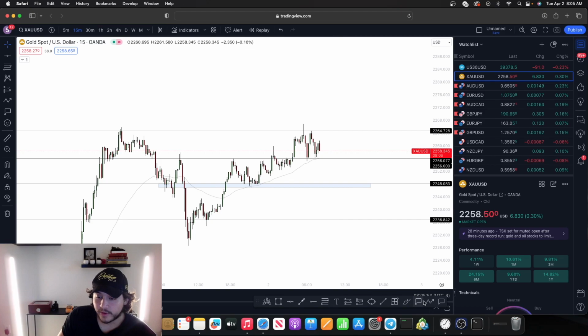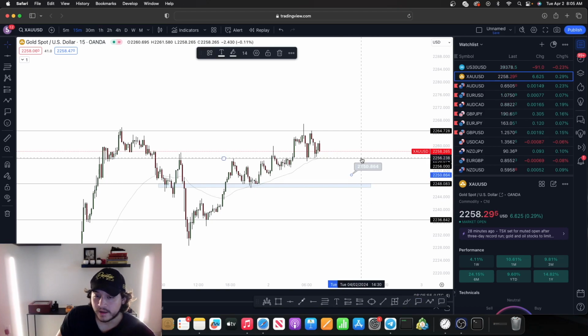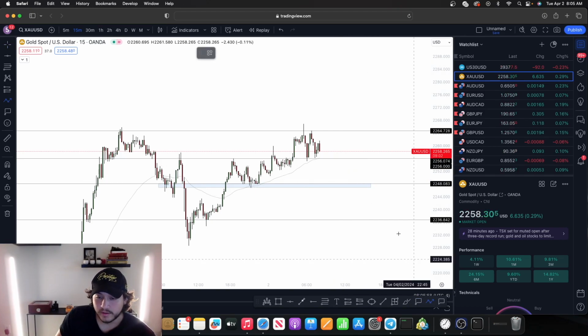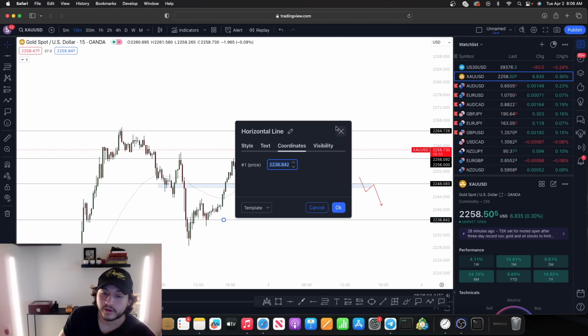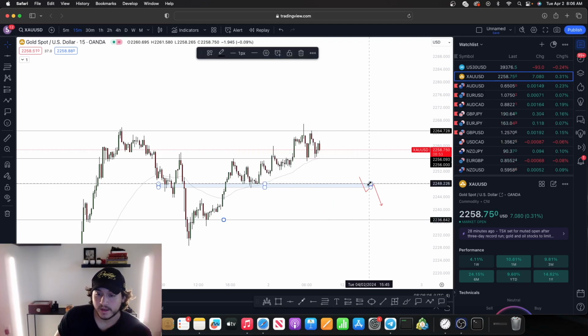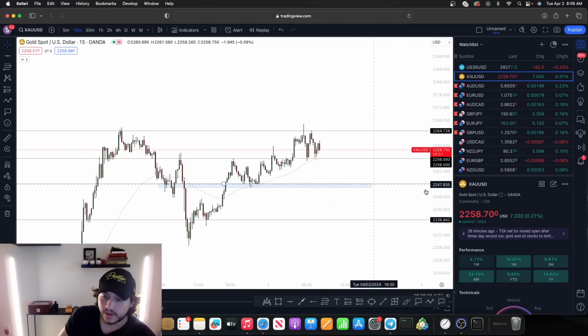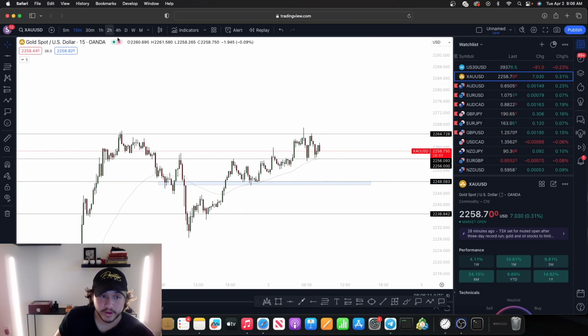Now if it continues breaking under the 2248, then you guys simply go along with the trend. Just simply wait for something like this, boom, and then you guys will be good to take sells all the way back into the zone, which is going to be the 2236. So those are the only ways that I'll be interested in taking buys, or rather sells.